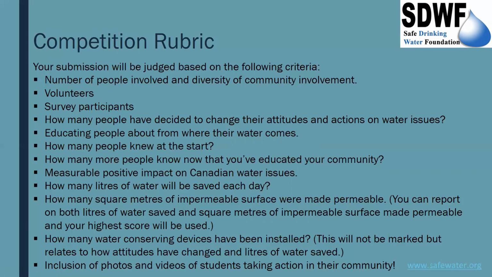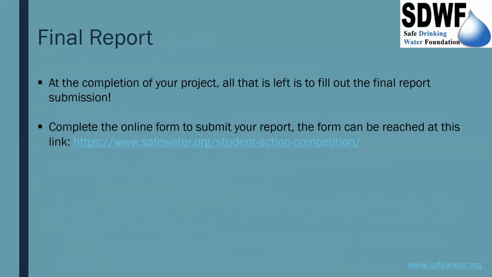The measurable positive impact on Canadian water issues: how many liters of water will be saved each day, how many square meters of impermeable surface were made permeable. So you can report on both if you did both. So the liters of water saved and the square meters of impermeable surface made permeable. And in that case, whichever would get you the highest score will be used. How many water conserving devices have been installed? So this isn't marked, but it relates to how attitudes have changed, and it also relates to the liters of water saved, and the inclusion of photos and videos of students taking action in their community.